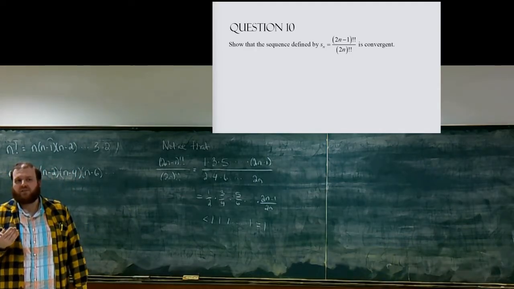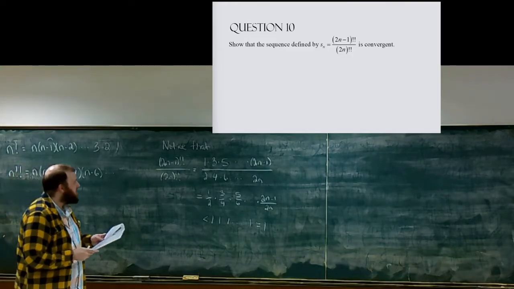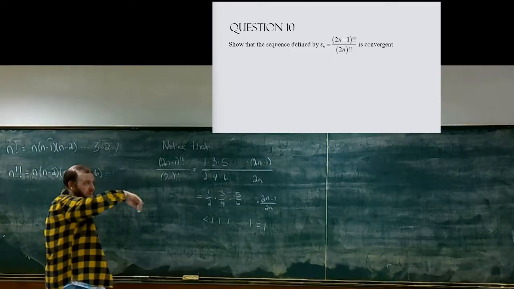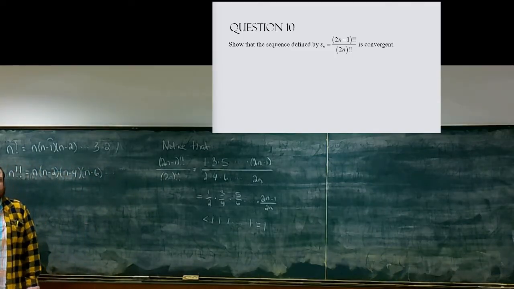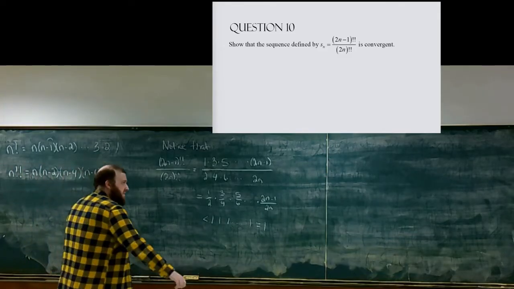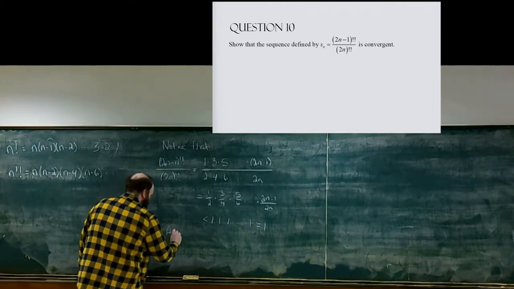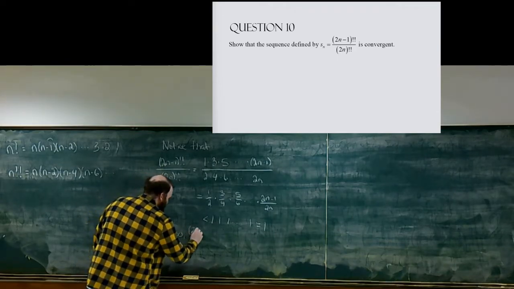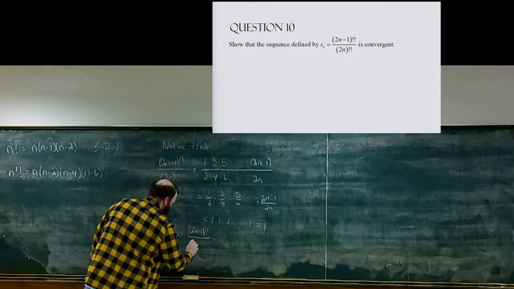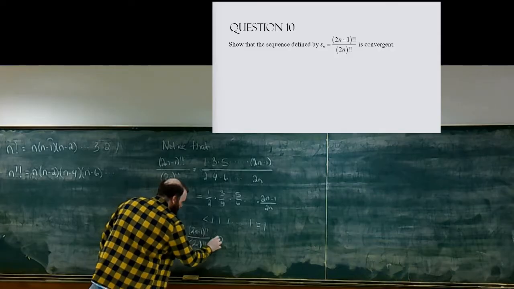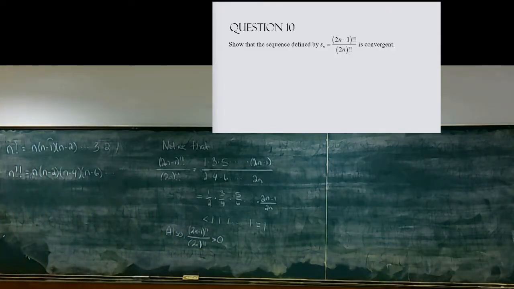It's also fairly obvious that that sequence, 2n minus 1 double factorial over 2n double factorial, is always going to be positive. So 0 is going to serve as a lower bound. Hence, our sequence is bounded. Now I just have to show that it's monotonic, either increasing or decreasing.